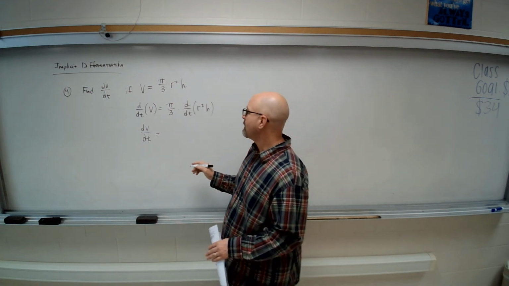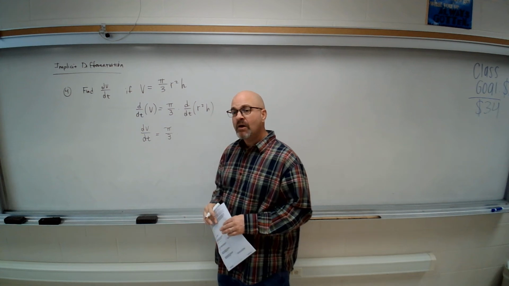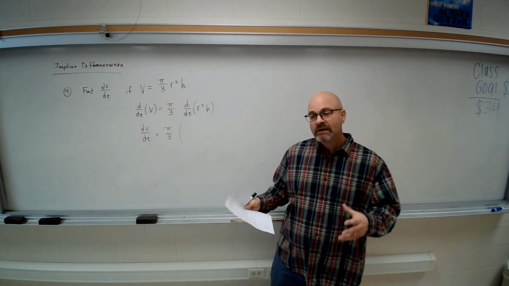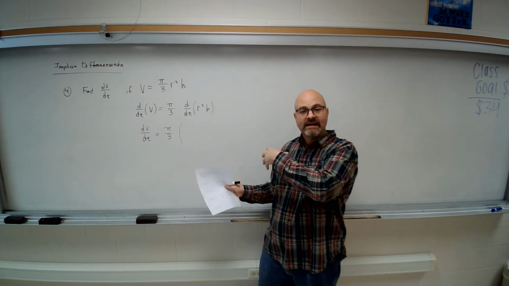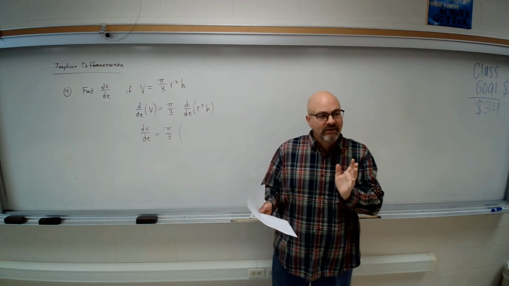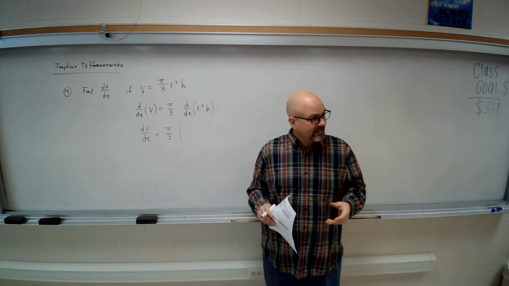So pi over 3 is just a constant multiple, so it just sticks around. Whatever we do with this product rule, the pi over 3 would get distributed into that. It's going to hit each term of it. Now, we might avoid ever having to do that, or we might not actually distribute it, but we need to put the parenthesis there to indicate that.